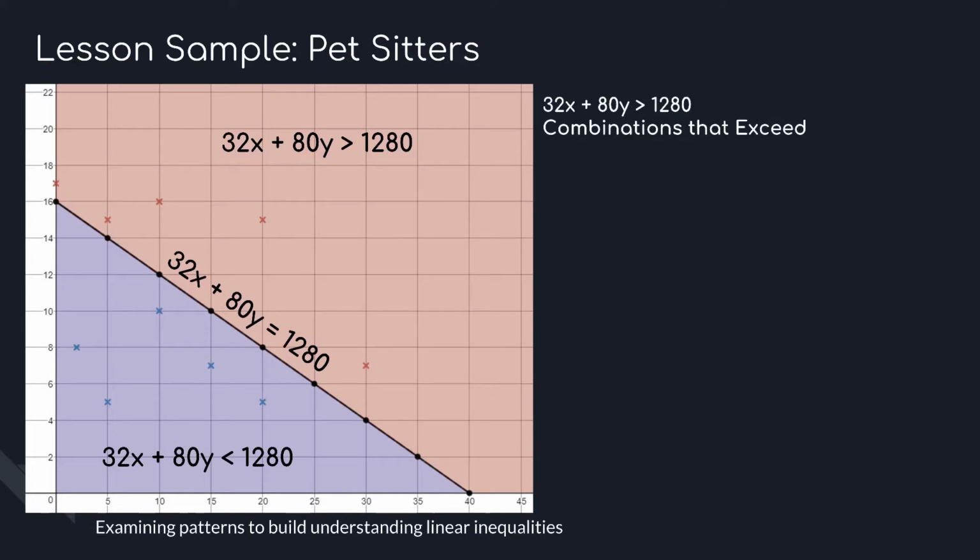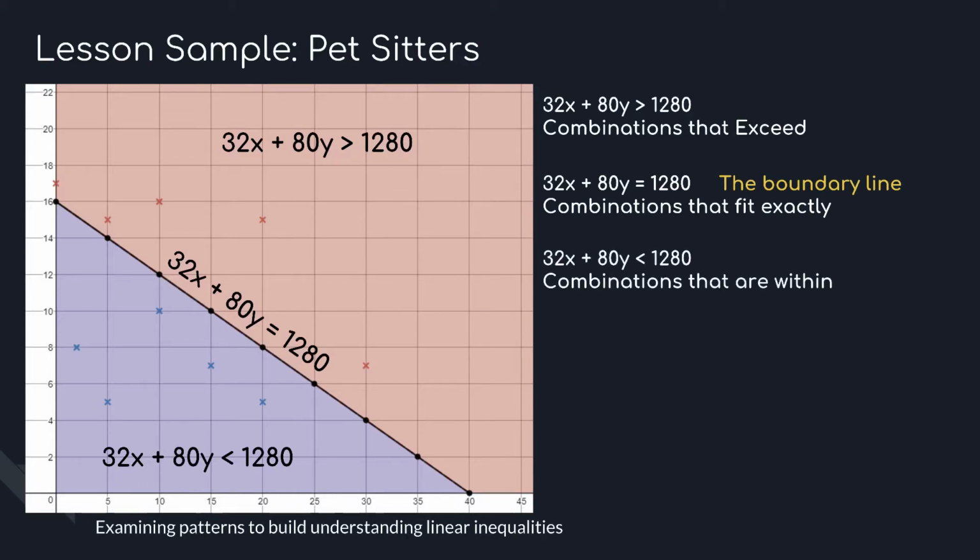This means that when 32x plus 80y is greater than 1,280, those are the combinations that exceed the constraint. Greater than will always be where we exceed the constraint. When we have 32x plus 80y equals 1,280, that's what we call the boundary line, and that's going to be the combinations that fit exactly. When we have 32x plus 80y is less than 1,280, those will be the combinations that are within the constraint.